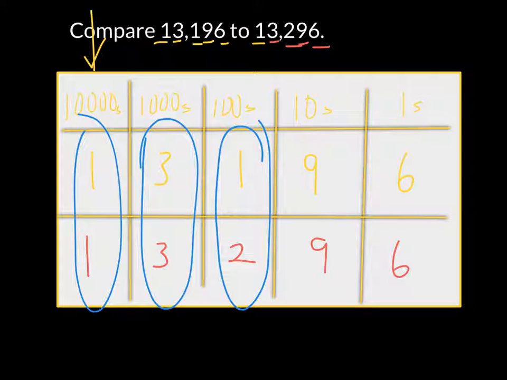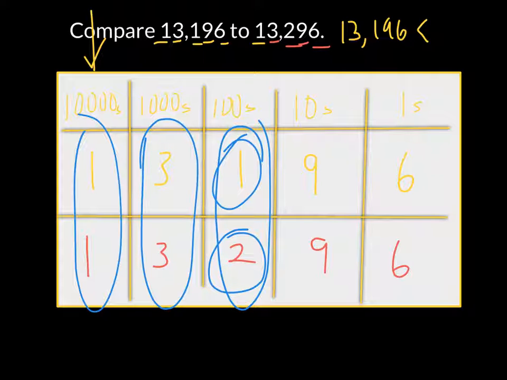So I see that 13,196 has a 1 in the hundreds place, while 13,296 has a 2. That means that since there's a 1 in the hundreds place, this is going to be a smaller number. So I would write it like 13,196, and remember the arrow points at the smaller number, so 13,196 is less than 13,296.